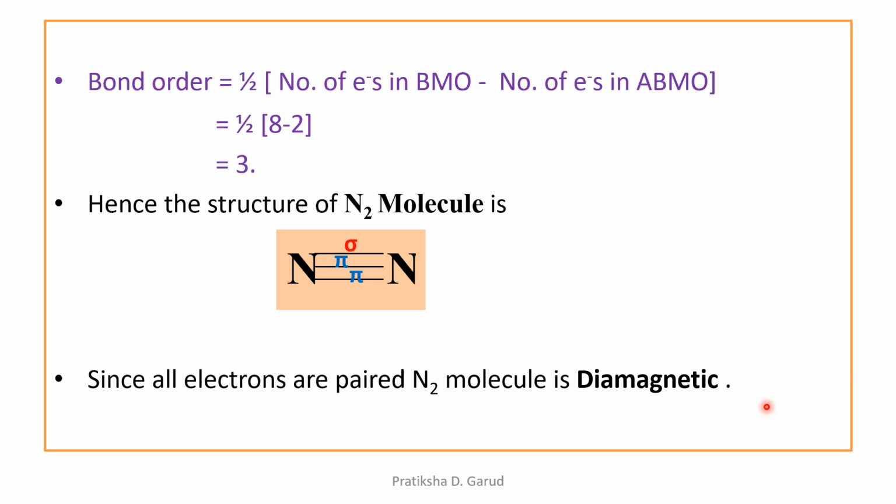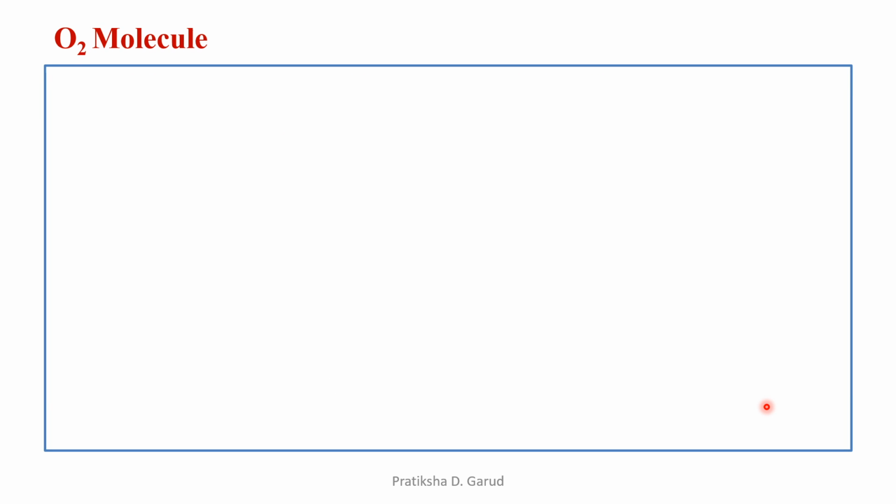Now let's move to the second molecule, that is the oxygen molecule. So how is this oxygen molecule formed? While drawing the MO energy level diagram for the oxygen molecule, we have to put the 12 electrons. So from where are these 12 electrons coming? The structure of O2 molecule shows the presence of 2 oxygen atoms.